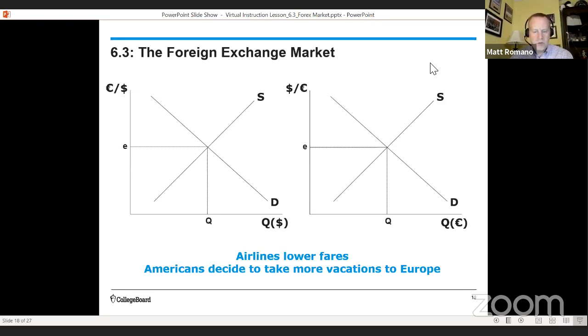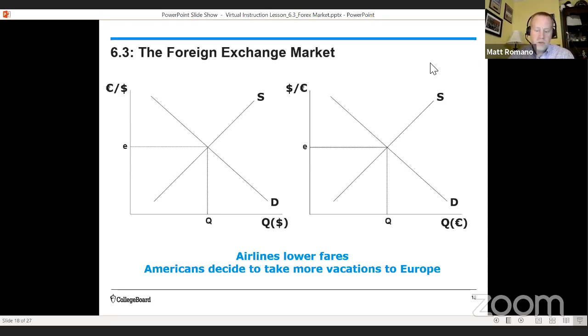And as a result, you have many Americans who decide they're going to go on vacation to Europe because it's now cheaper and they're able to afford that. What's going to happen as a result? Well, what I like to ask first is, if this were to happen, let's take the buyer perspective. Which currency are people going to want or need as a result of this? In this case, people are going to Europe.